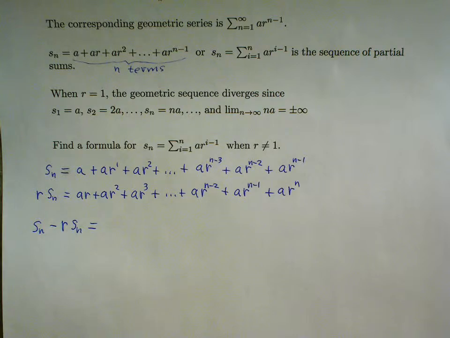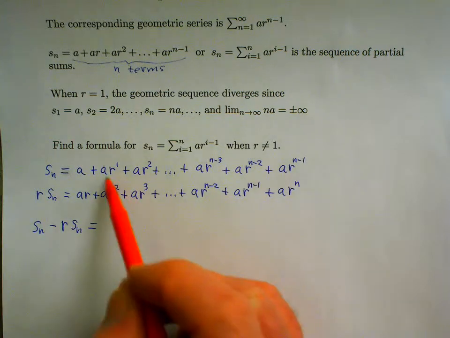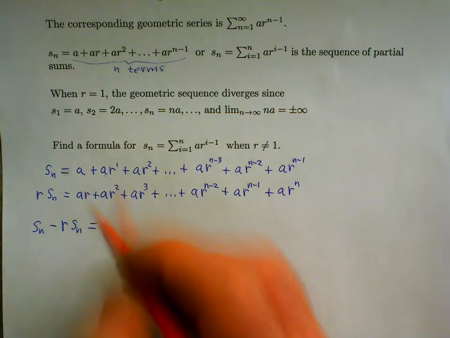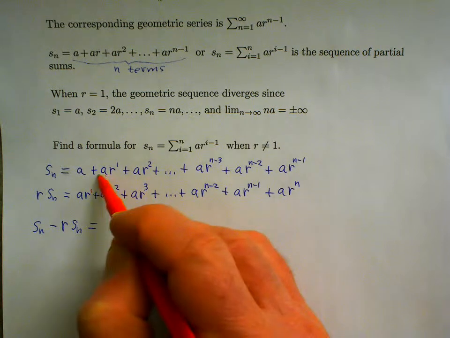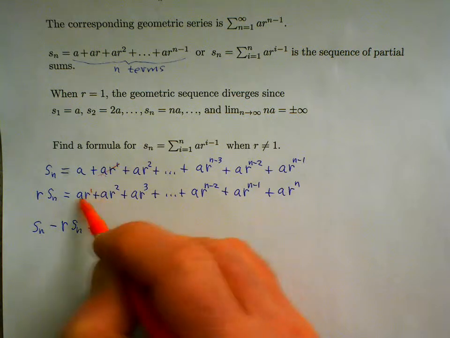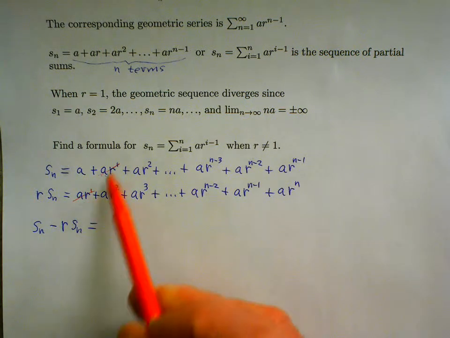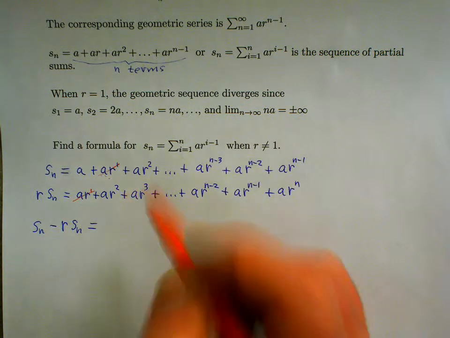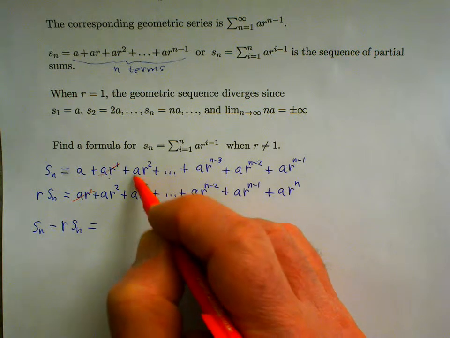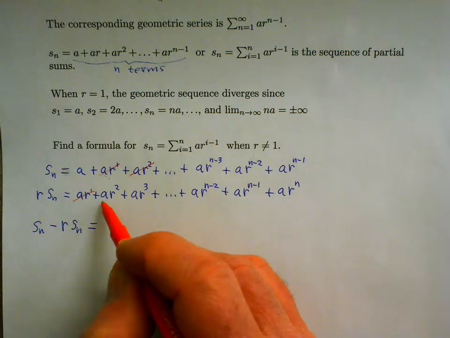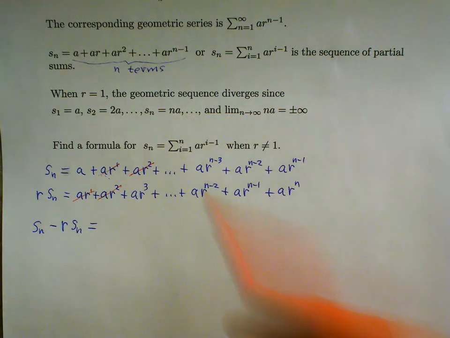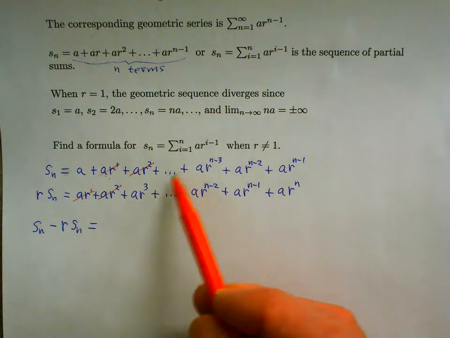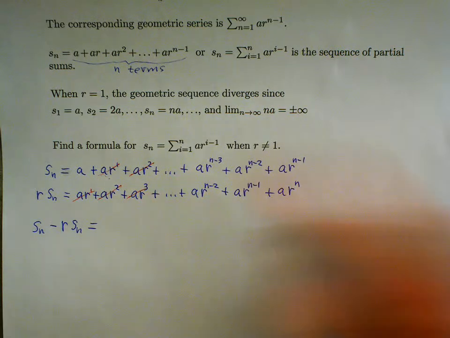Notice we get a bunch of cancellations. A times r to the first, this is a times r to the first. When we subtract, those cancel. Then the next pair of terms cancels when we subtract. A times r to the second minus a times r to the second is 0. And they continue to cancel out.